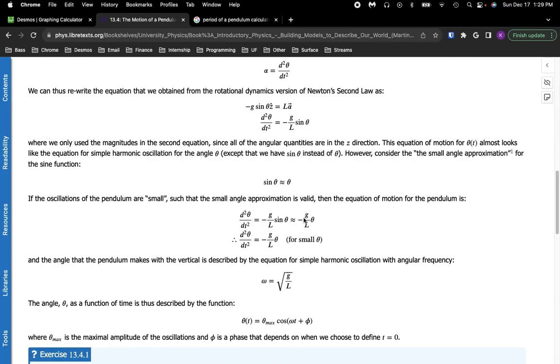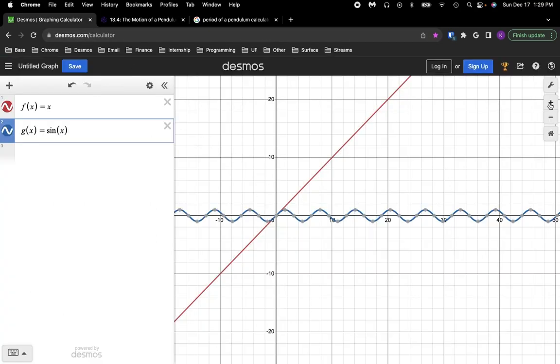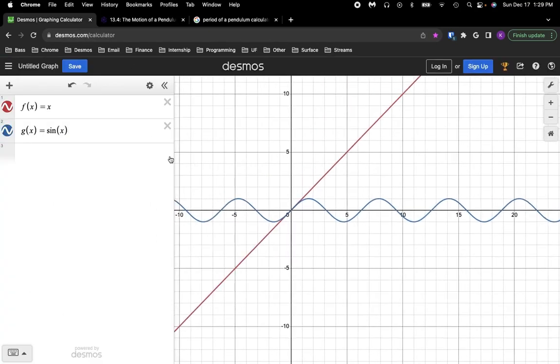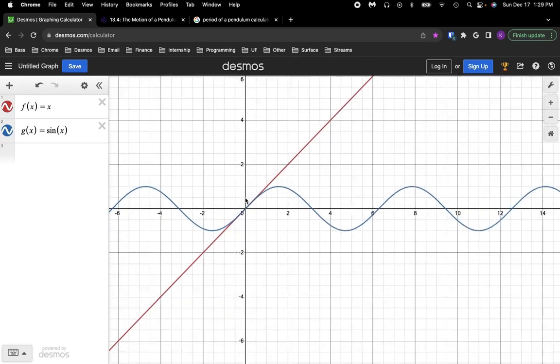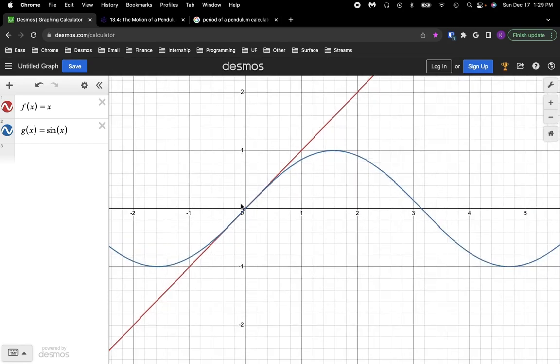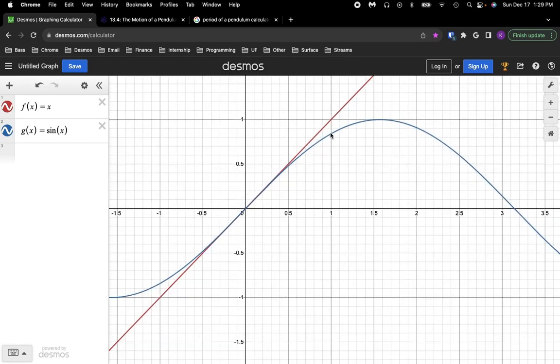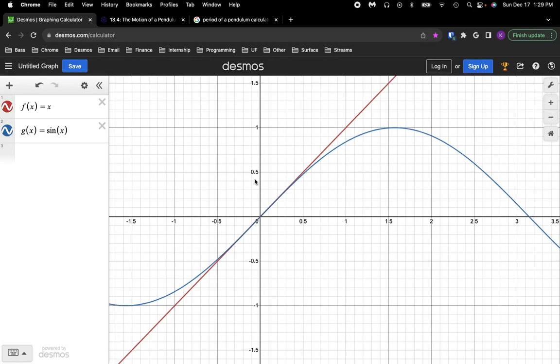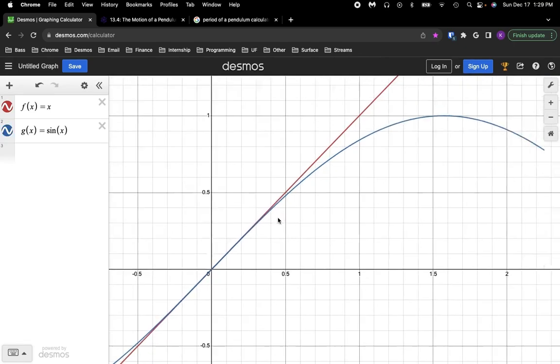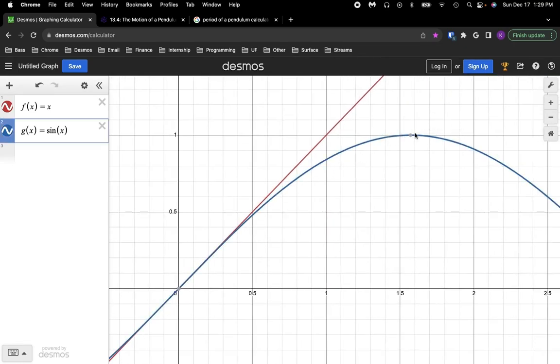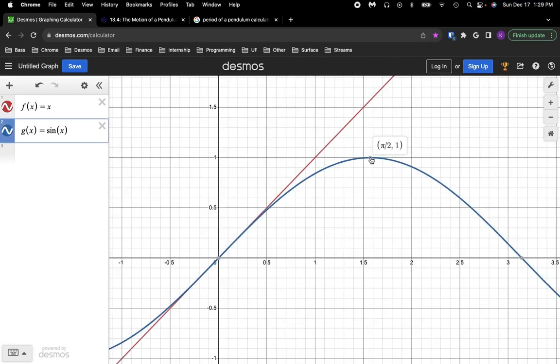So in that situation with big thetas, that approximation is really bad, and we can actually show that using Desmos. This is the sine curve, and we have the line x. You can see for small angles, these are in radians instead of degrees, we've been talking degrees, but it's the same idea. The line is very close to the sine curve for small angles. But as you start to get farther away, up to 90 degrees or pi over 2, that approximation is way off.